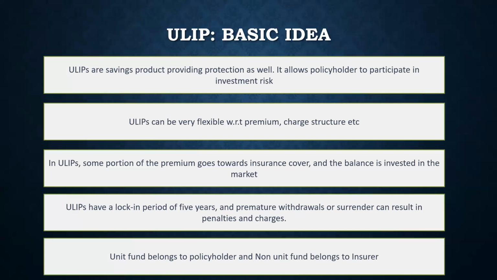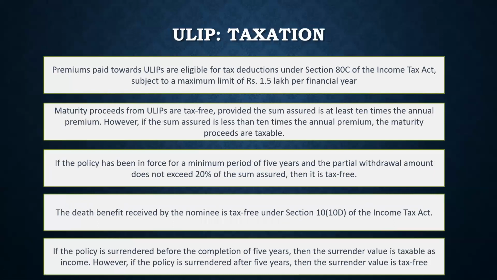Usually a ULIP product has a lock-in period of 5 years. That's by regulation, IRDA regulation. And premature withdrawal or surrender can result in penalty charges. In fact, you cannot withdraw or surrender a ULIP before 5 years. It will be put into something called the discontinued fund, and then after 5 years you can withdraw the money. You can place the request, but the amount would be paid to you after 5 years only. And unit fund belongs to the policyholder, like what I've mentioned. So I mean, this slide is kind of covered.